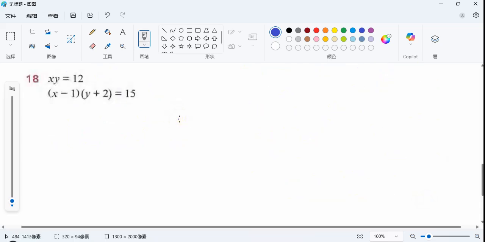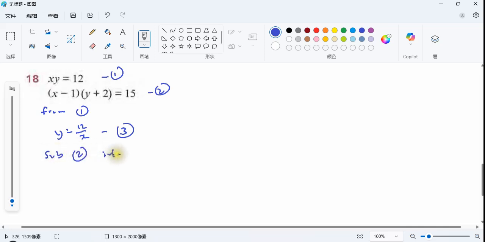Okay. This question is strange because both are non-linear. Okay. So this is equation 1, this is equation 2. So from equation 1, y equal to 12 over x, this will become equation 3. Then we sub equation 3 into equation 2.